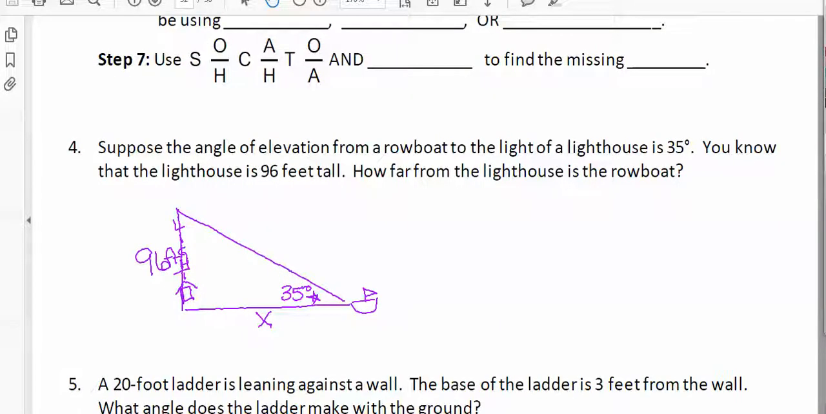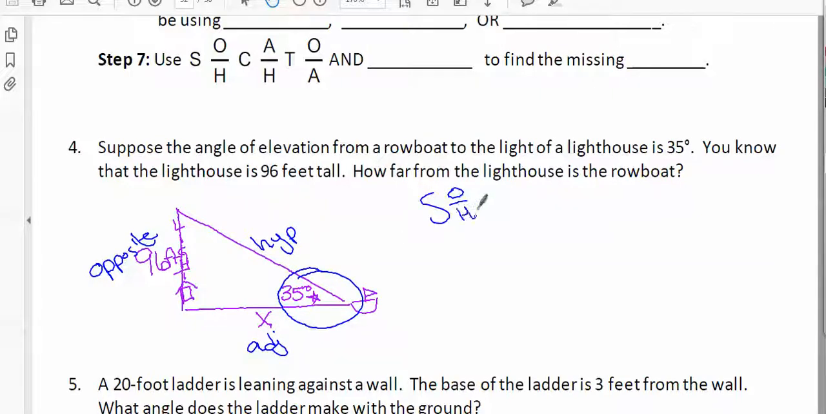So let's look at number 4. This problem should seem familiar because we set it up on the previous page. Now, I've already set it up. I know that I'm good, so let's go ahead and solve it. I'm looking for this side. So I'm going to pick my acute angle, then I'm going to label my opposite, my hypotenuse, and my adjacent side.